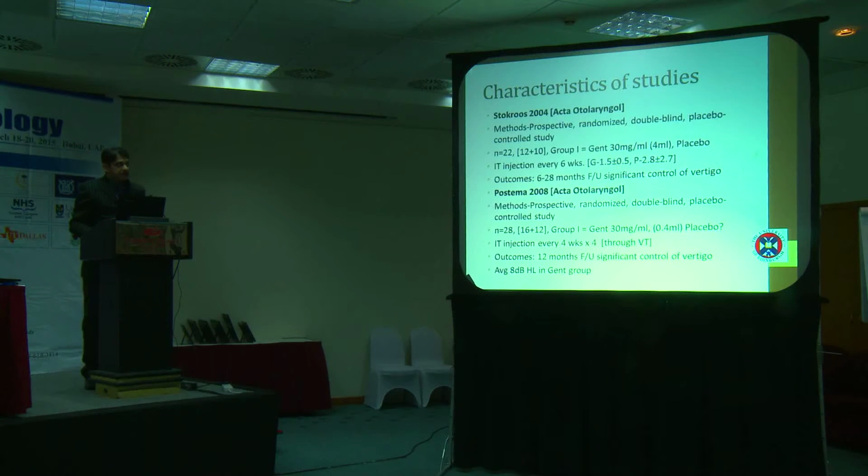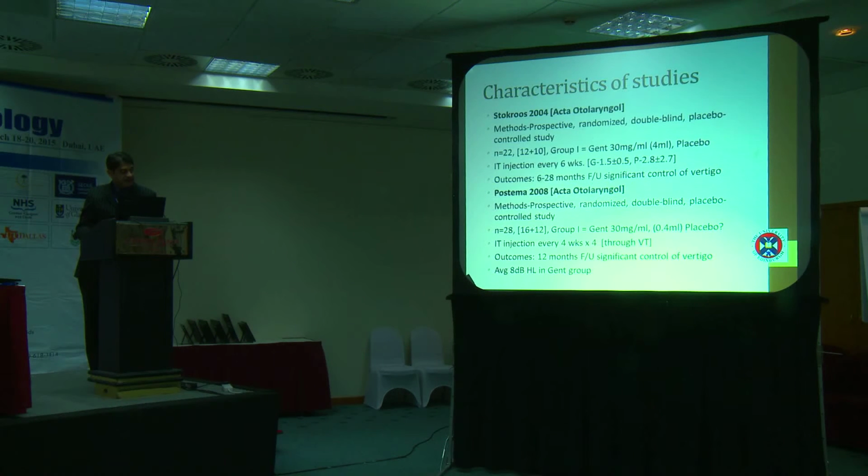So you can see again, both of these were prospective randomized double-blind studies. The Stockrose study had 22 patients: 12 patients who got gentamicin in a dose of 30 milligrams per ml, and 10 got the intratympanic placebo. Injections were given intratympanically every 6 weeks until control of vertigo was achieved. So in the gentamicin group, they had an average of 1.5 injections, and the placebo group had about 2.8 injections.